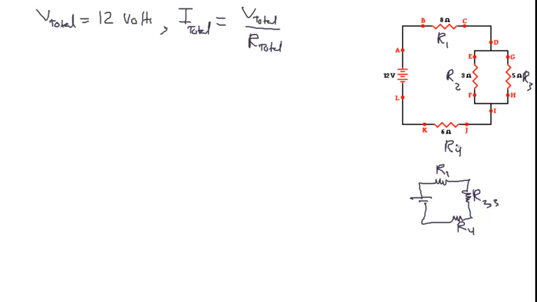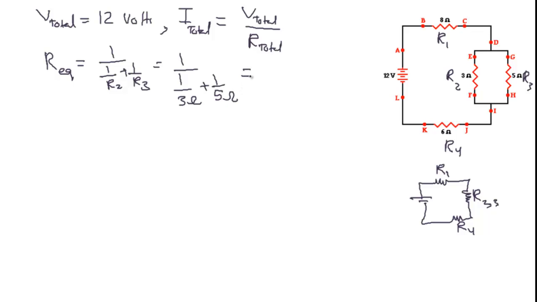And R equivalent of 2 and 3, we can find using the equation. The equivalent of two resistors connected in parallel is 1 over R equivalent equals 1 over R2 plus 1 over R3. So basically it's 1 over 3 ohms plus 1 over 5 ohms, and if you carry out the calculation, this will give you 1.875. So this represents the equivalent resistance of 2 and 3. We'll call it R2 and 3.